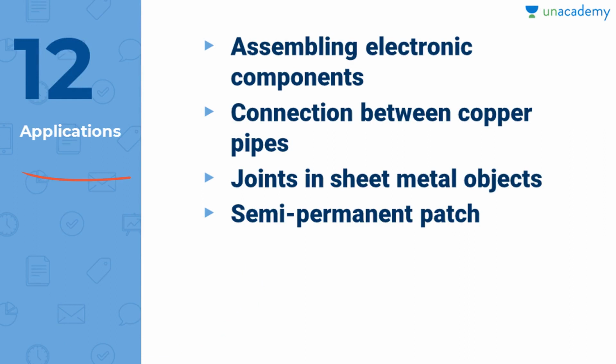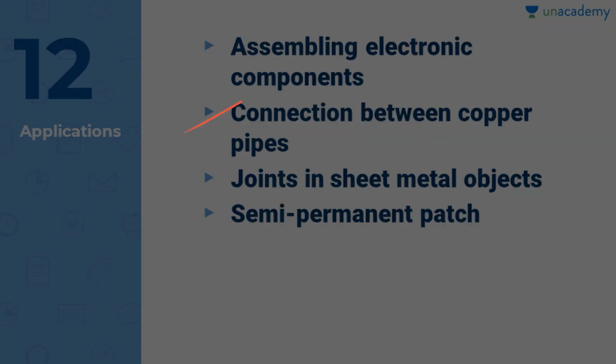So what are the applications of soldering? One of the most common applications of soldering is assembling electronic components to printed circuit boards, which we saw in the figure earlier. Another common application is making connections between copper pipes in plumbing systems. Joints in sheet metal objects such as food cans, metal containers and rain gutters are made by soldering as well, and this process can also be used as a semi-permanent patch for a leak in a container or a cooking vessel.